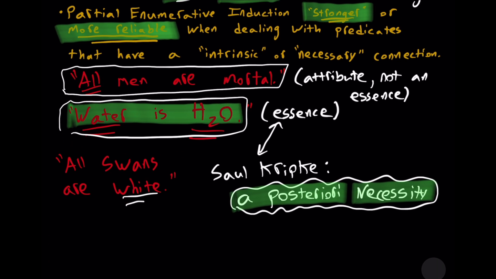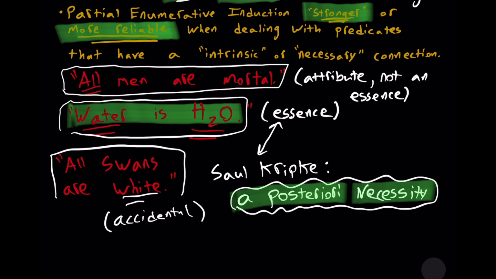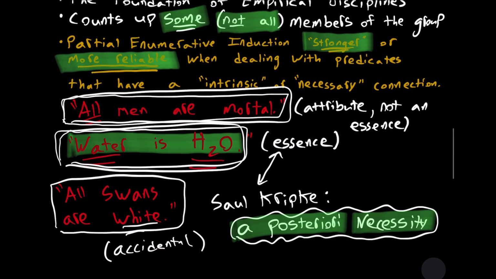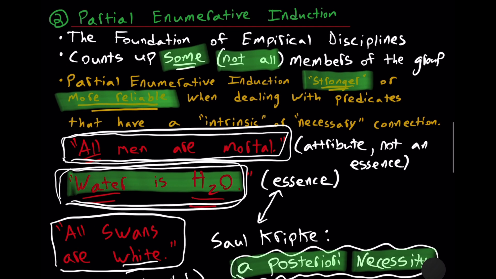This attribute is an accidental attribute. And so this proposition, all swans are white, we can be less certain of as being true than all men are mortal, and definitely far less certain than water is H2O. So when we consider a partial enumerative induction, we have to understand there are degrees.